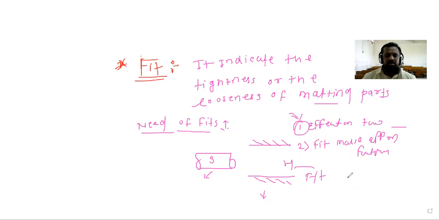Okay, so understood? The fit is nothing but it will indicate the tightness and looseness of two mating parts. म्हणजे दोन जर पार्ट आपण एकमेकांमध्ये असेंबल केले तर ते दोन पार्ट एकामध्ये किती फिट आहेत, ते टाइट आहेत, लूज आहेत, का इंटरमिडिएट आहेत. ओके, ह्या स्टेजला काय म्हणायचं? फिट. Okay, now see here. Again, that fit having three types are there.